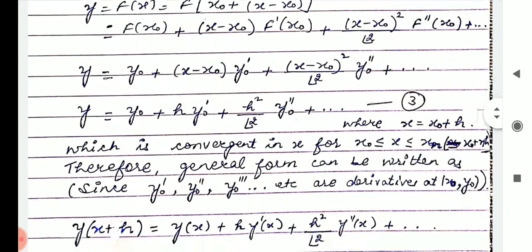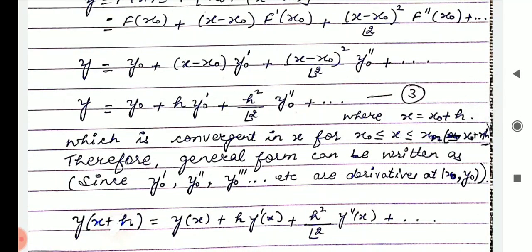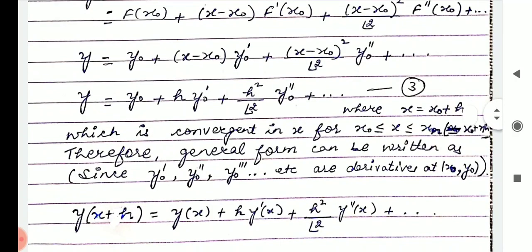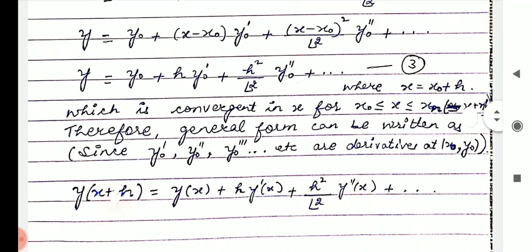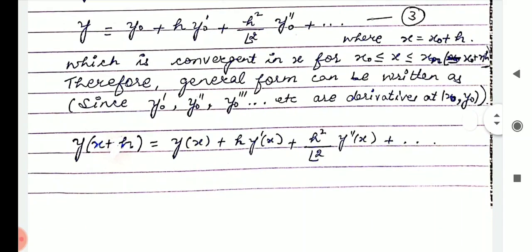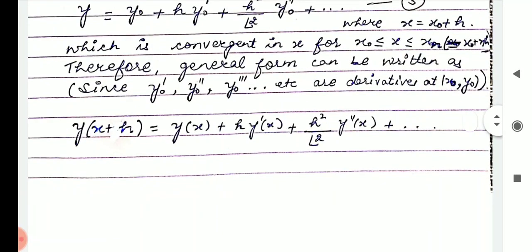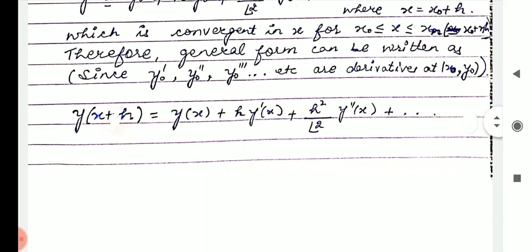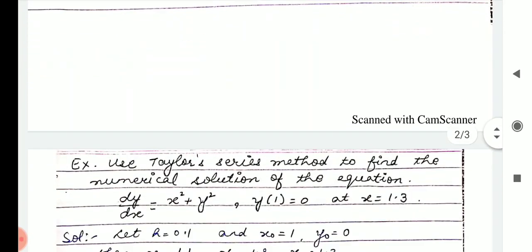We have assumed that x minus x naught is equal to h, or x is equal to x naught plus h, so y is equal to y naught plus h y naught dash plus h square upon factorial 2 y naught double dash and so on, which is convergent in x for x lying between x naught and xn, where xn is equal to x naught plus nh. Therefore the general form can be written as y at x plus h is equal to y(x) plus h y dash x plus h square upon factorial 2 y double dash x and so on. So this is the general formula for Taylor series method.